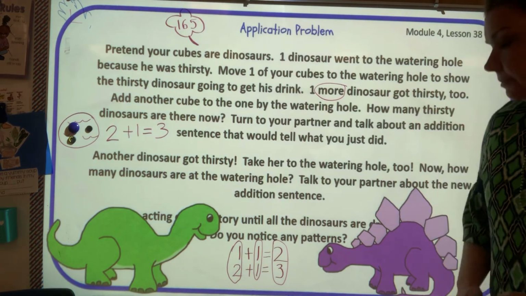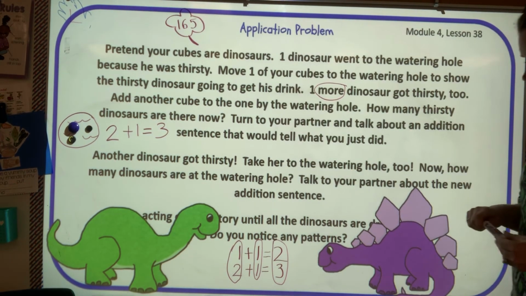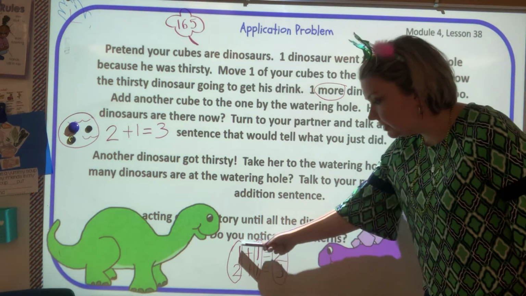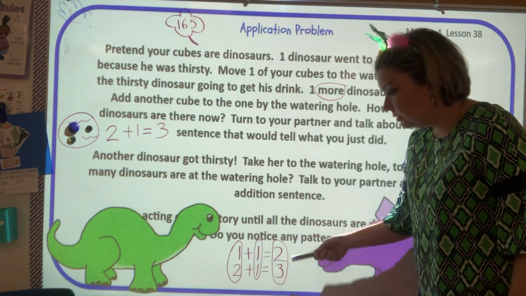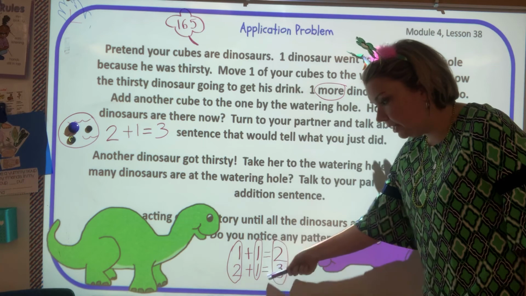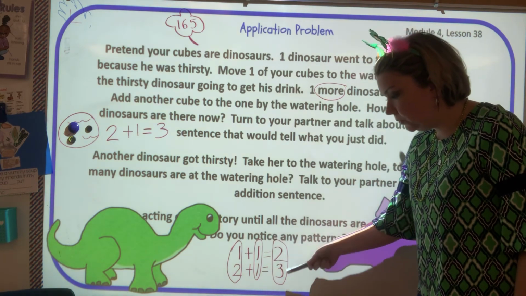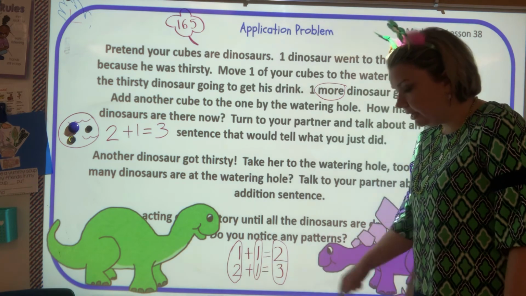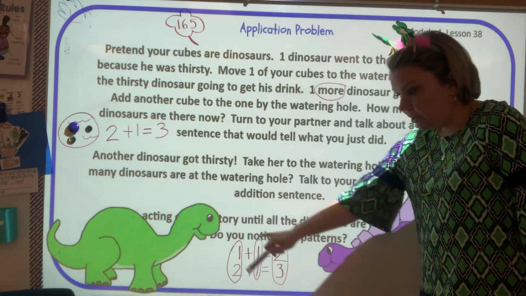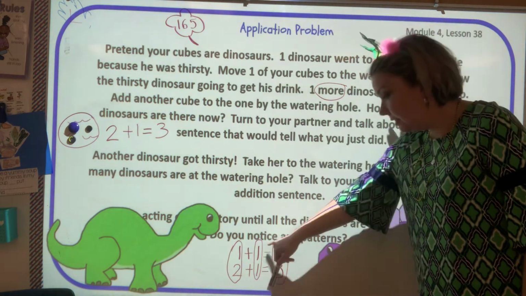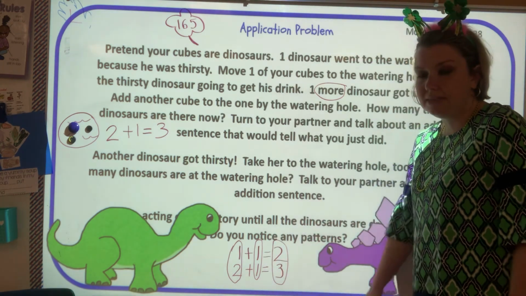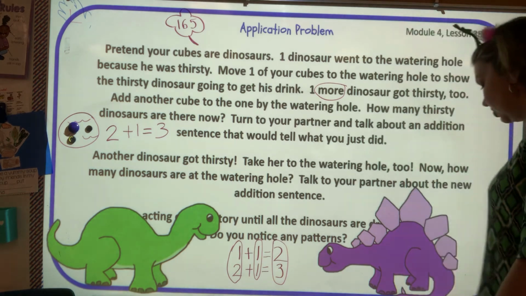There's 1, 2, and 1, 1, and 2, 3. 1, 2, 3. Yeah, so it has 1, 2, and just the ones, and then 2, 3. So we're counting up, and we're counting up on each side. And then in the middle, because we're just adding 1 each time, those stay the same. Great job, friends.